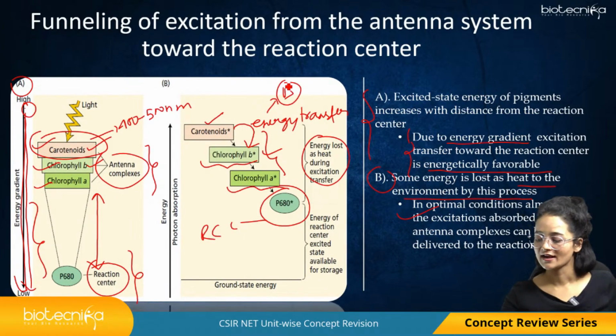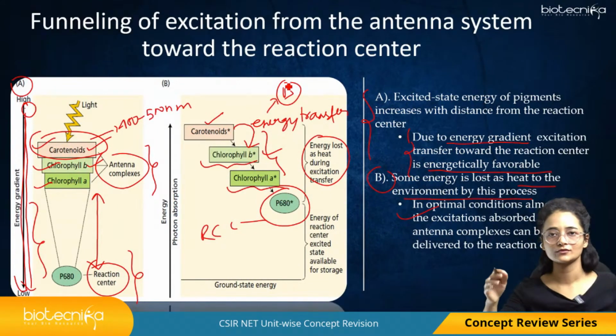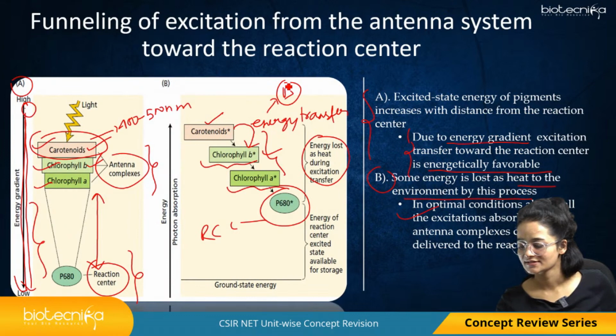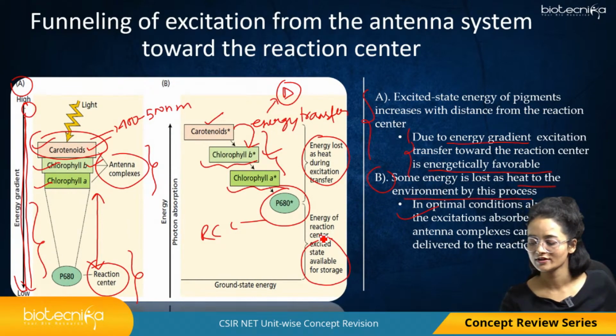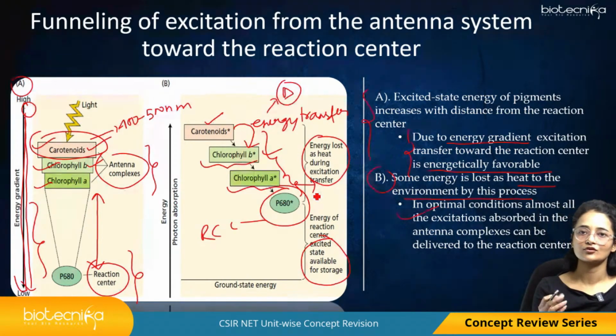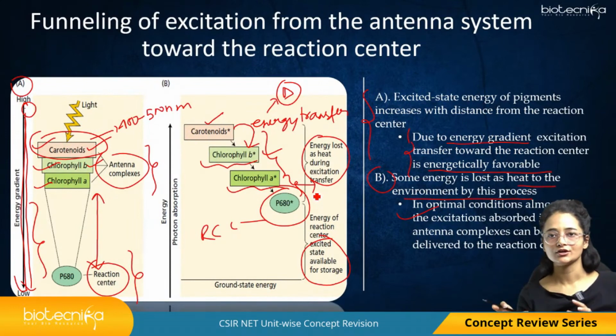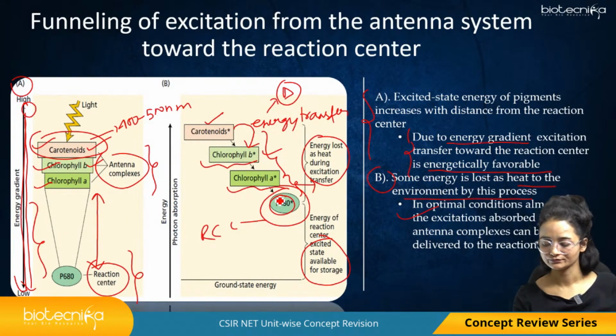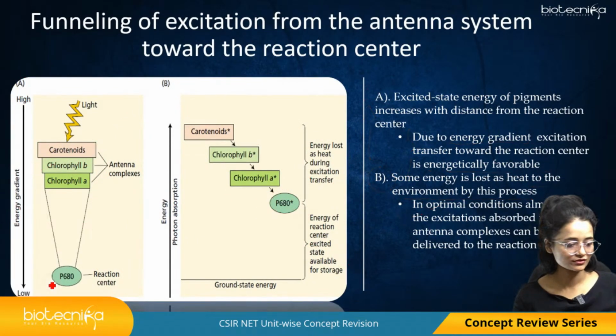After that, the energy is transferred from chlorophyll A to the reaction center. The energy of the reaction center's excited state is available for storage. So whatever energy is transferred from chlorophyll A to the reaction center P680 is stored for the chemical reaction to take place, the conversion of carbon dioxide and water into sugar molecules. That is the chemical reaction for which the energy is required, and it is stored in the reaction center P680, right? So, have you understood this much?